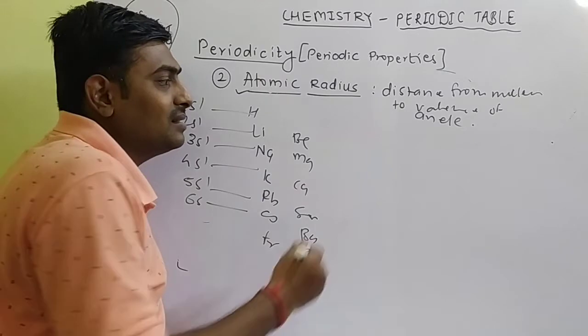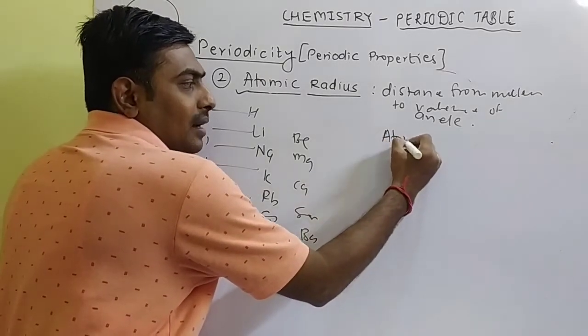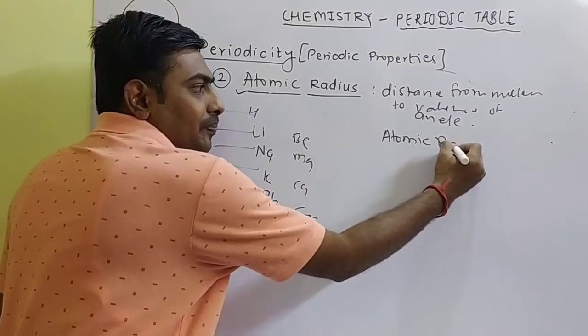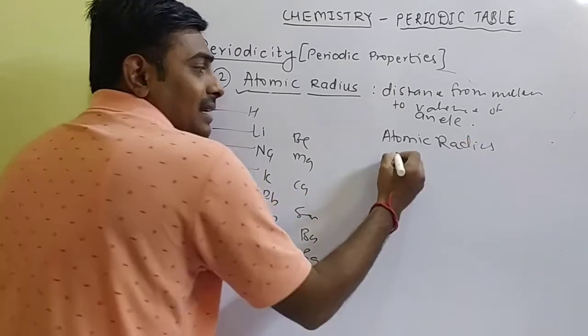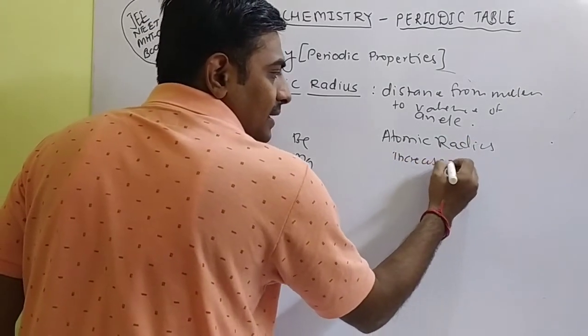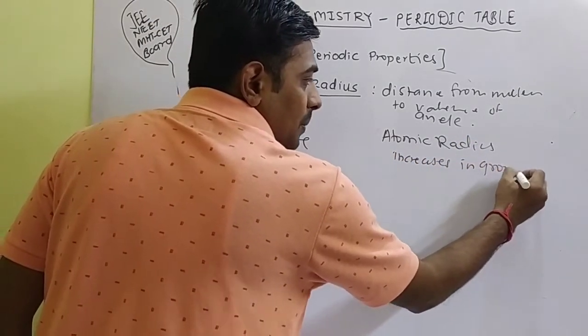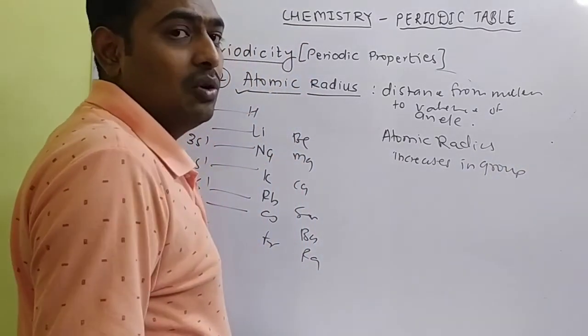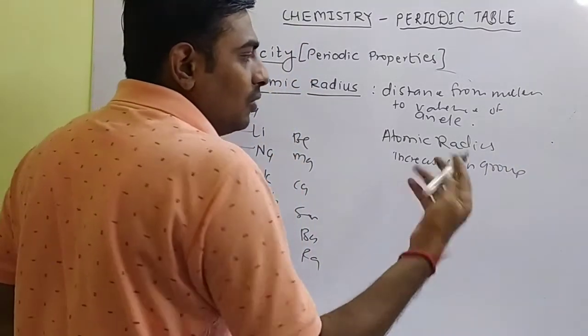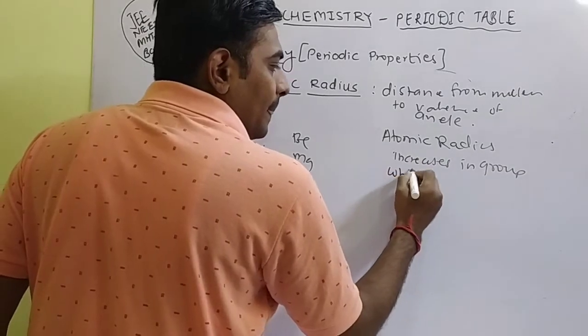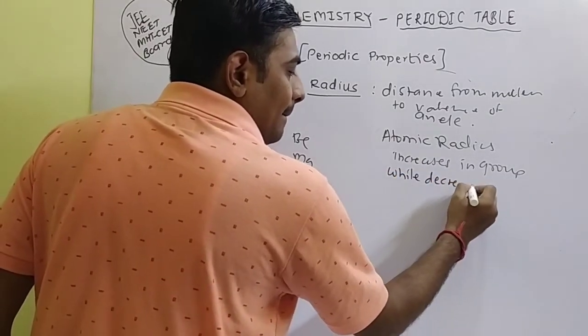So what is the trend? Atomic radius increases in a group. Atomic radius increases in a group while it decreases in a period.